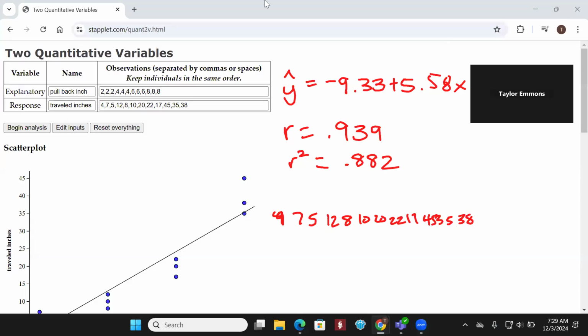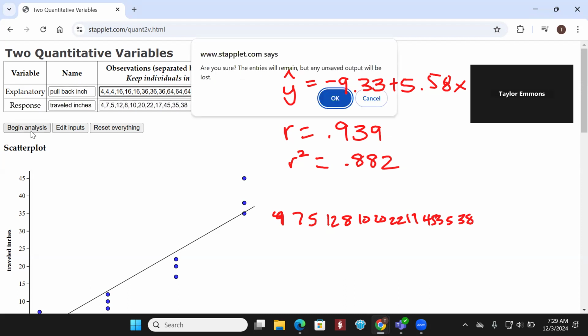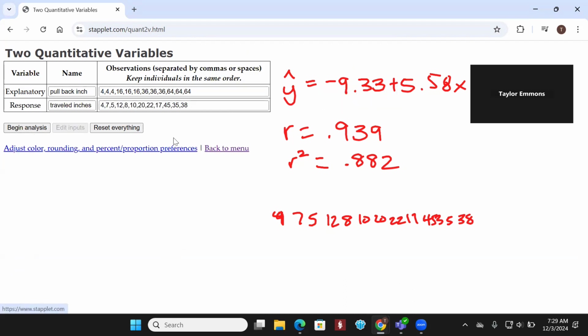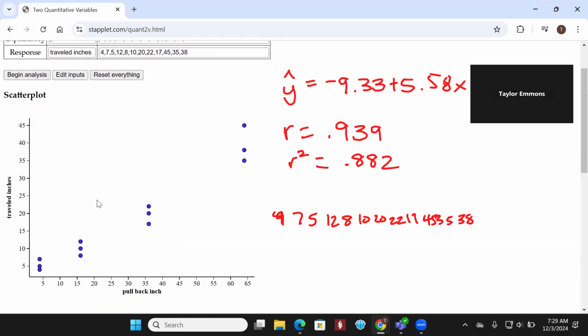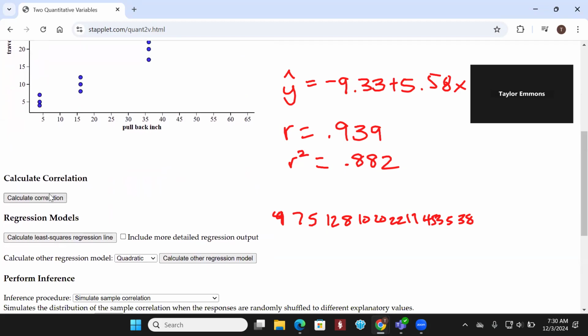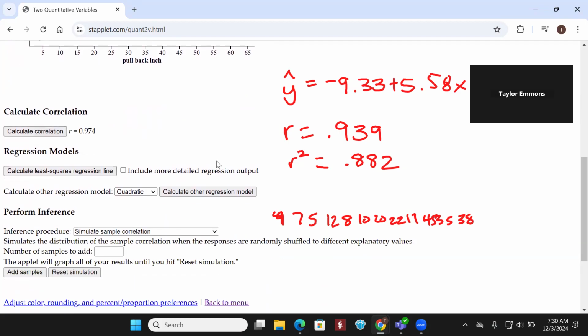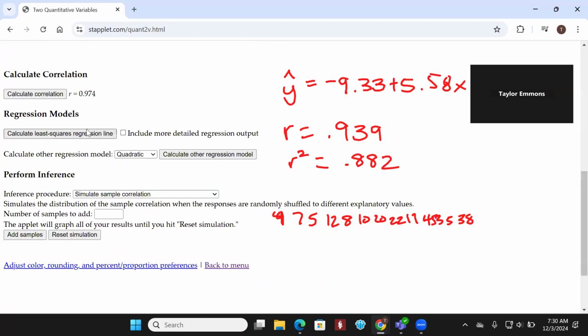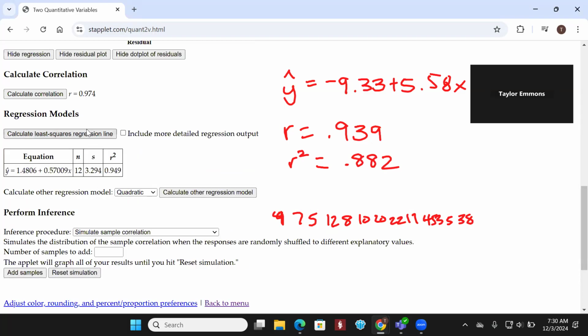All right, so when you go in here, you're changing all these numbers to be 4, 4, 4, then 16, 16, 16, then 36, 36, 36, and then 64, 64, 64. And begin analysis. All right, so here's our scatter plot. Okay, and we're going to calculate the correlation. And we're going to hit calculate least squares.